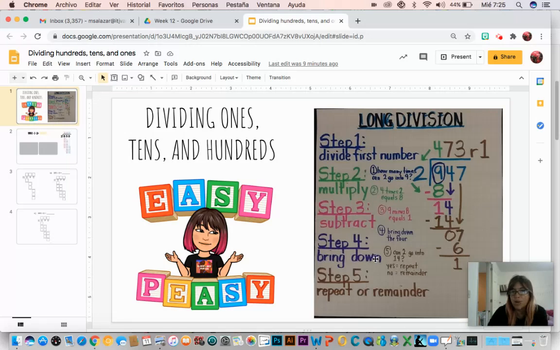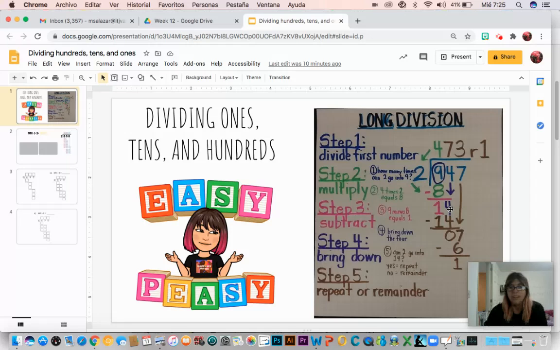Step 4, bring down. You bring the next number in the next place, bring it down to catch the 1. Why do you want to catch the 1? Because remember, if we are dividing, it means we could put 4 in each group, and we have 1 that we cannot divide anymore. We have 1 left that we didn't put in the two groups. So I still have 1 that I need to divide, including the next 4. That's why we bring down the 4, because now we have 14. We have 1 ten and 4 ones.